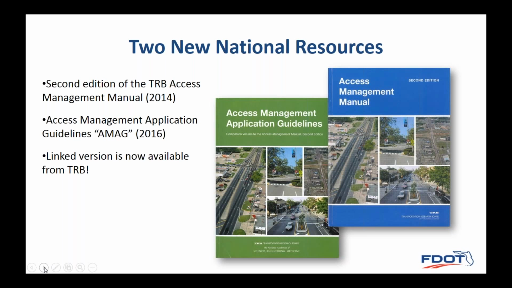And then in 2016, application guidelines were also published, and that basically provides some more rationale, some more examples of applications, and also some tools, some spreadsheet tools: right turn decel lanes and sight distance calculation spreadsheets that are part of that. And the two documents are linked, so if you get the electronic version, you can click on the link within the chapter of the Access Management Manual where what we're calling the AMAG is referenced. It takes you right to that other document.